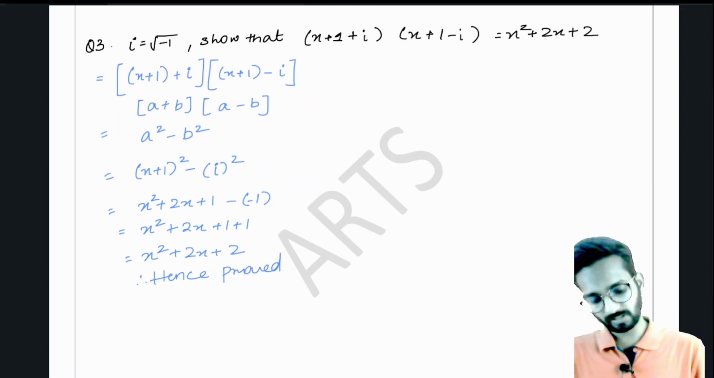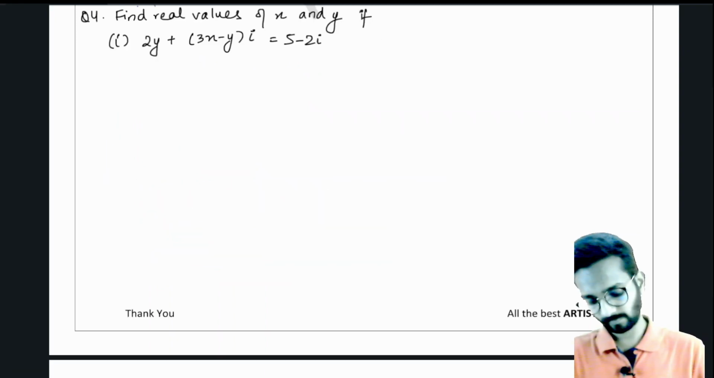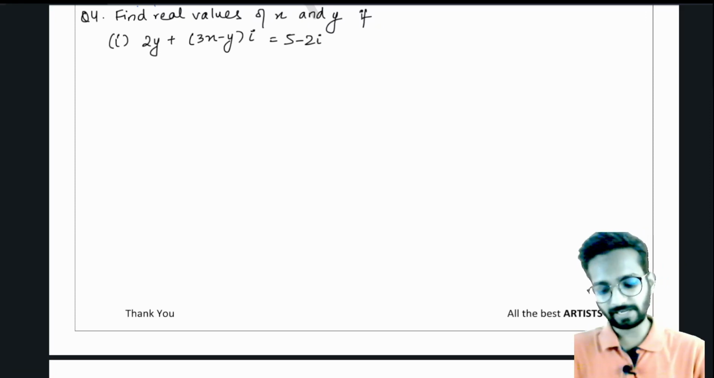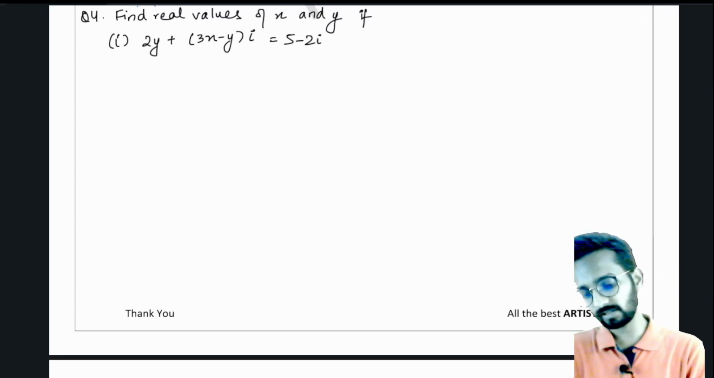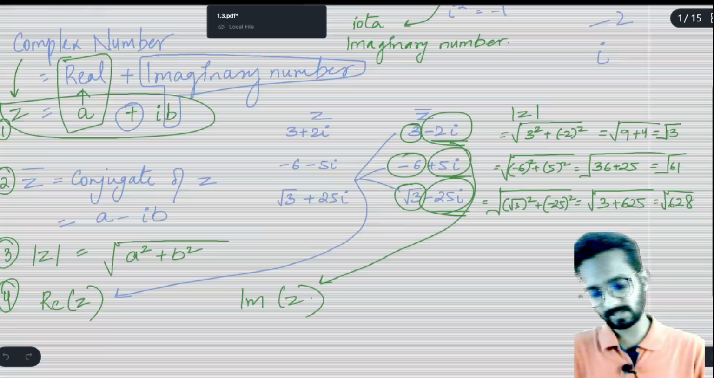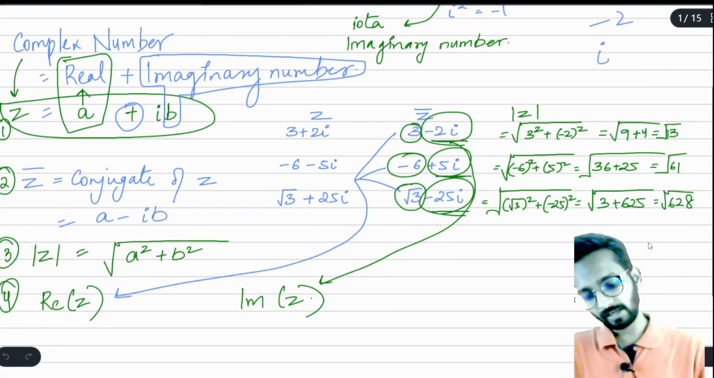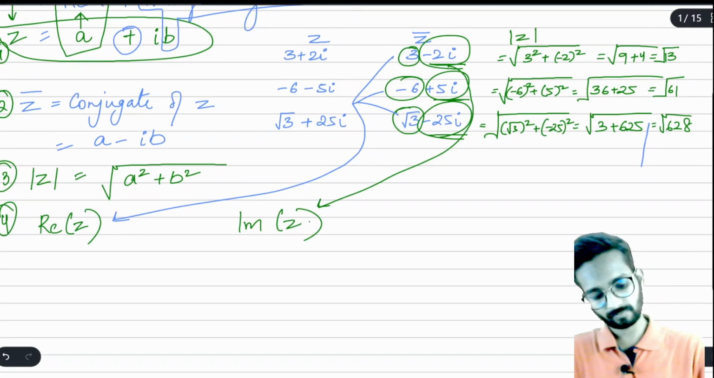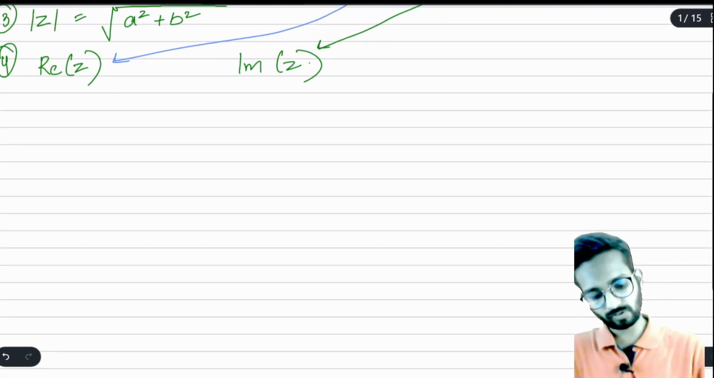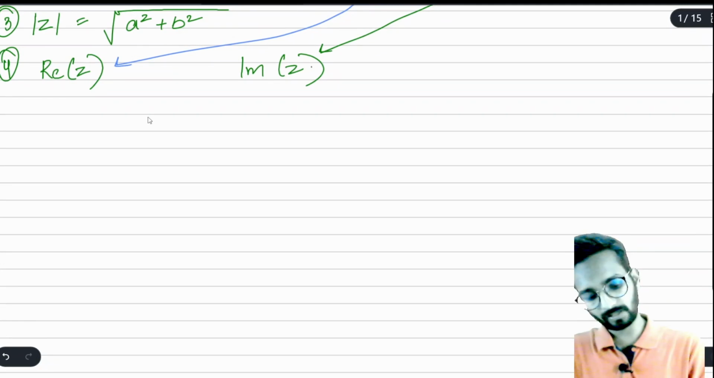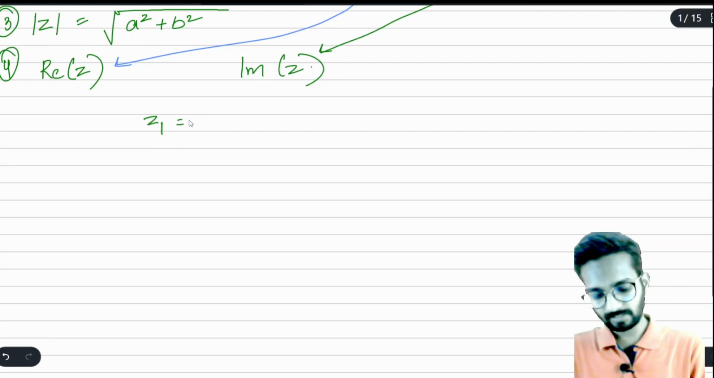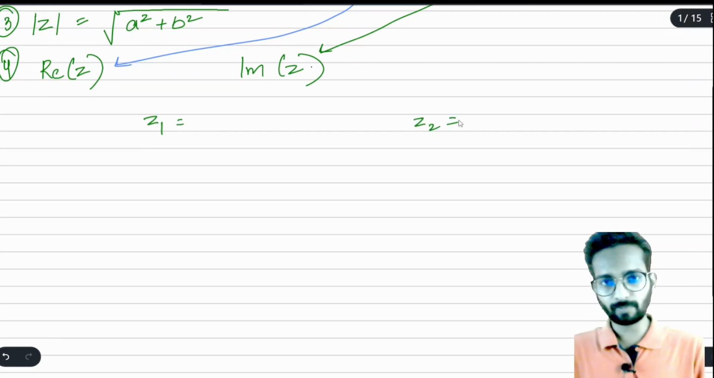Now we will solve question number 4. Before understanding how question number 4 functions, we have to understand a very small thing about complex numbers. If the complex number is given in a plus ib form, suppose there are two complex numbers z1 and z2. Both will be in a plus ib form.